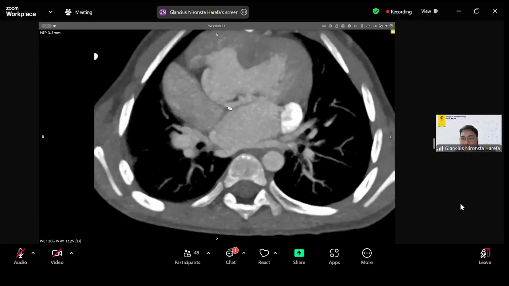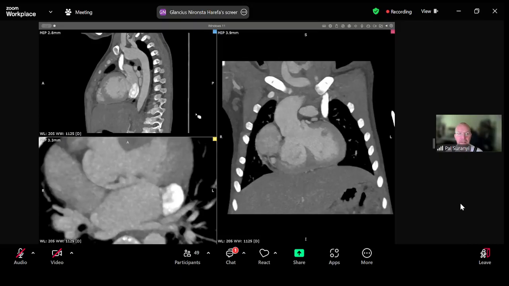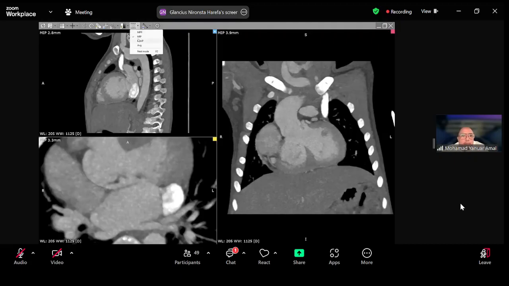This one, Professor? Can you make it not a MIP? Because this looks like a maximum intensity projection. See? It's probably the thickness, Dr. Glenn. Yes, MPR. Just click MPR and that should take care of it. Up there, click MPR.